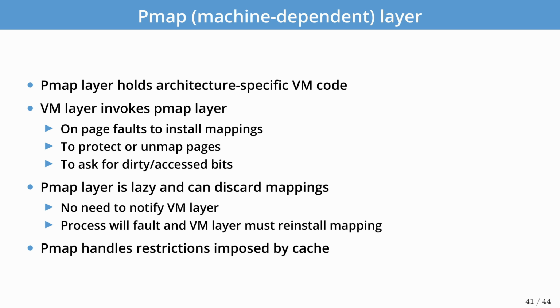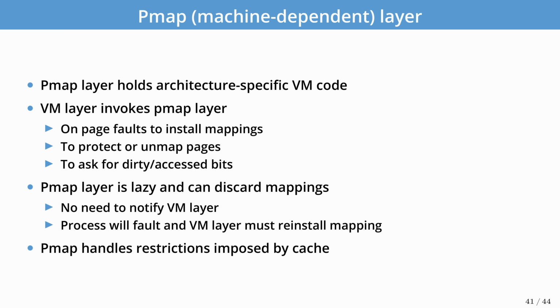Every time there's a page fault, it's going to try to install mappings. It's going to change protection whenever you're changing the protection bits or unmapping pages. We can call into the Pmap code to update those. Or if we need to query the dirty and access bits, again, we can call into the Pmap code to retrieve those dirty and access bits for our replacement algorithm.